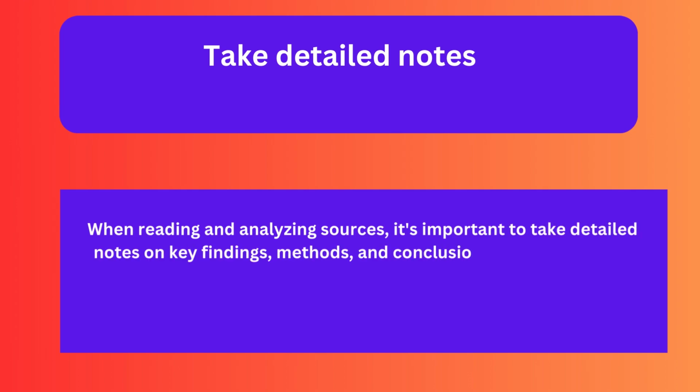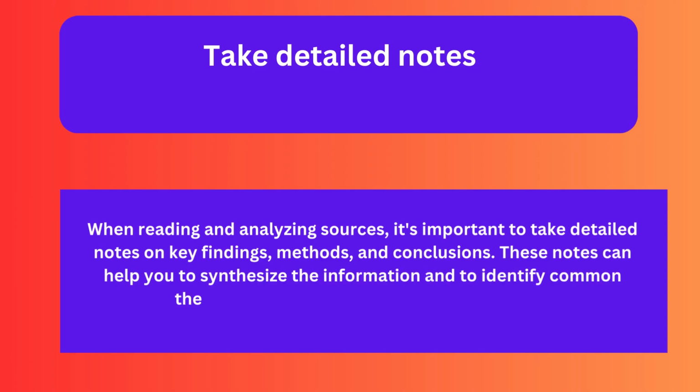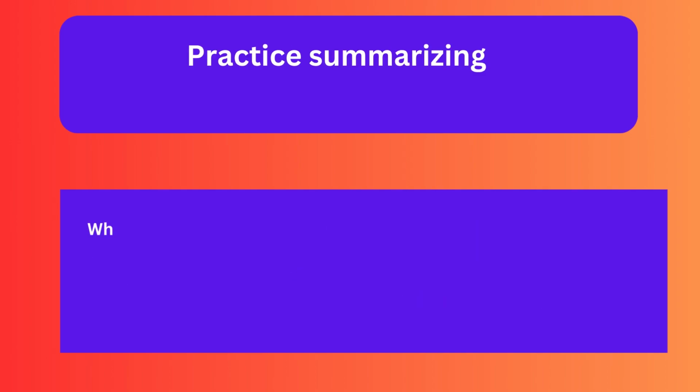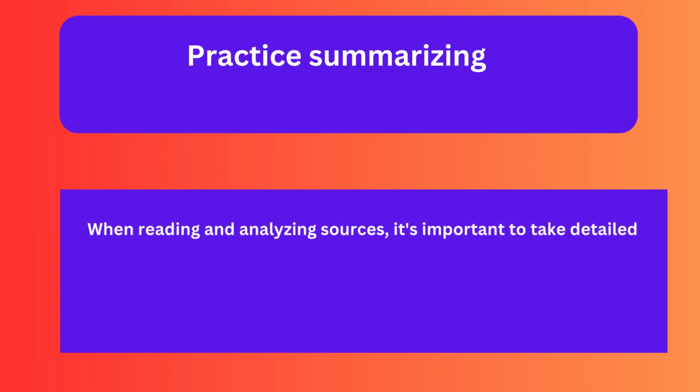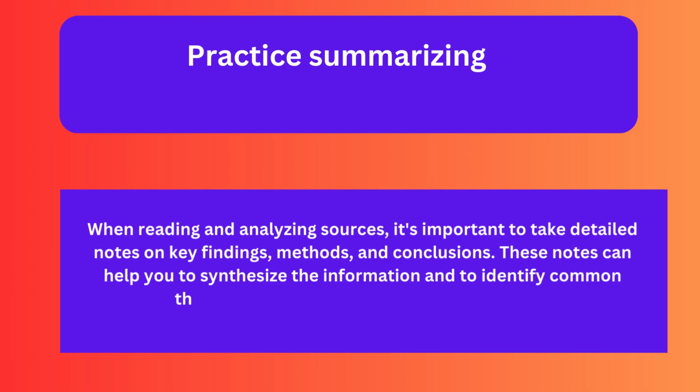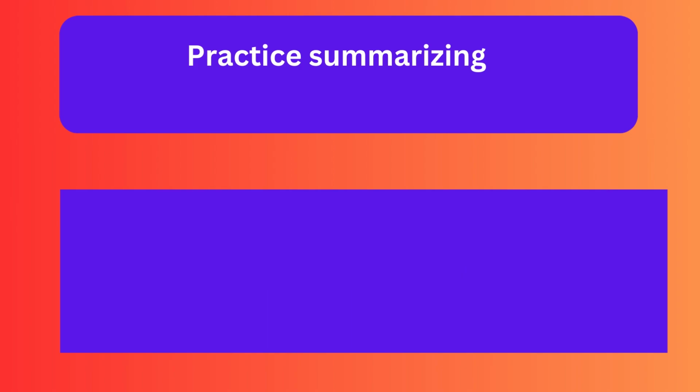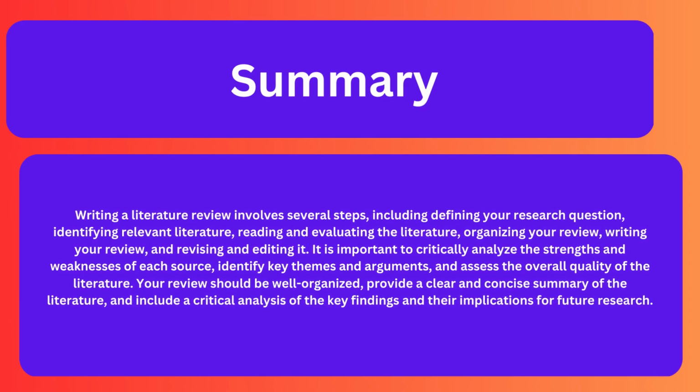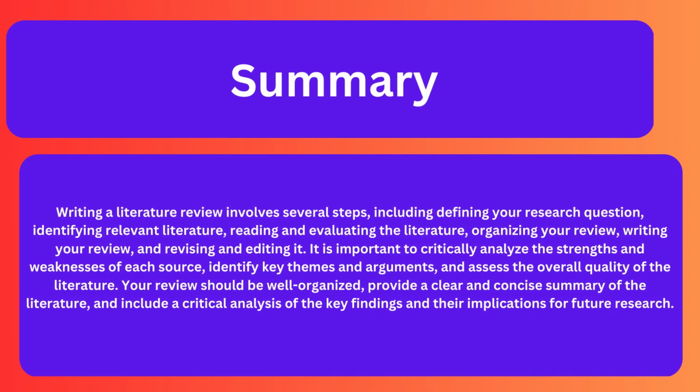Use a summary table or spreadsheet. To organize your notes, you may want to use a summary table or spreadsheet to track key information, such as the author, year of publication, research design, and key findings. Practice summarizing. Summarizing the existing literature is a key component of writing a literature review. To practice summarizing effectively, try to condense the key findings of an article or book into a few sentences or bullet points. This can help you to identify the most important information and to synthesize the information effectively.